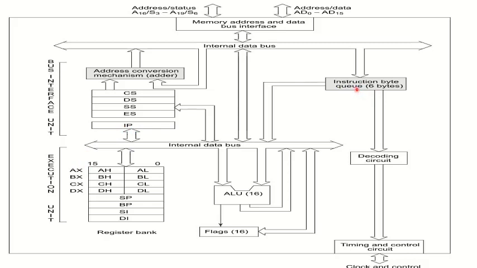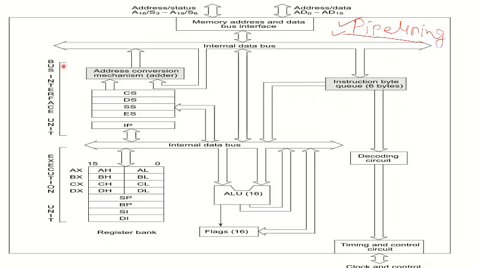Basically, there is a concept in the 8086 microprocessor, and that concept is called pipelining. The architecture actually supports pipelining, and due to this, the execution speed of this processor increases. So actually, what is happening?